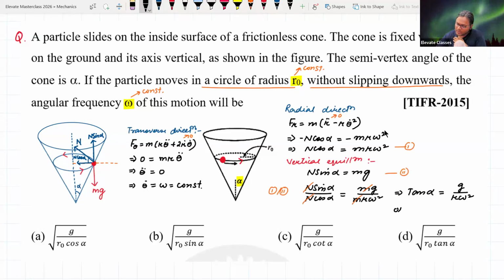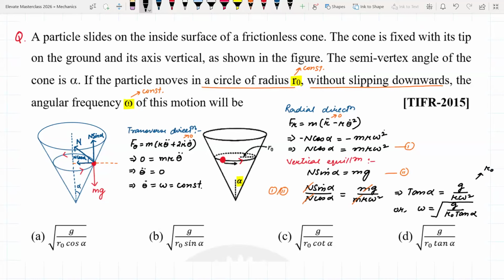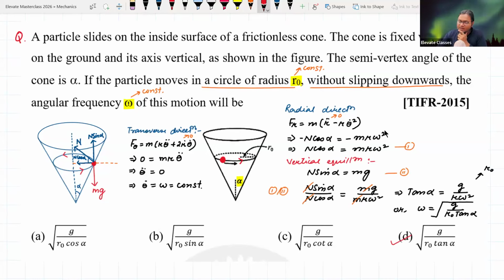In the question, we are asked for omega. Omega is equal to root over g upon r tan alpha. The radius is constant, so we substitute r naught. The correct answer is option number D, root over g upon r naught tan alpha. This is the correct option.